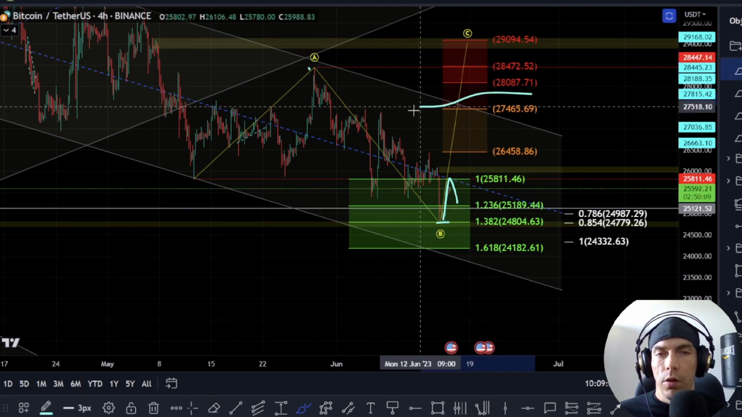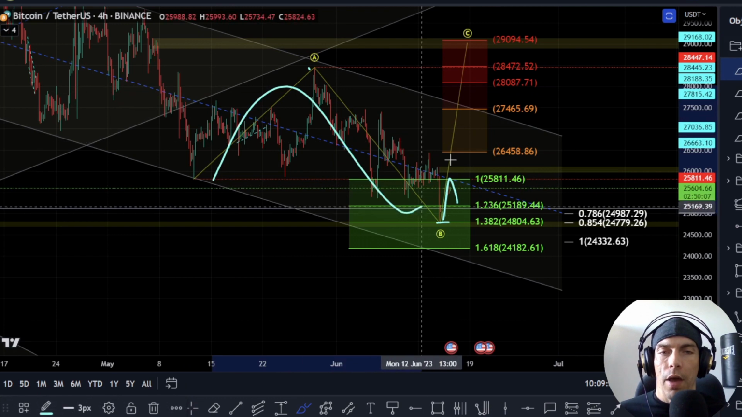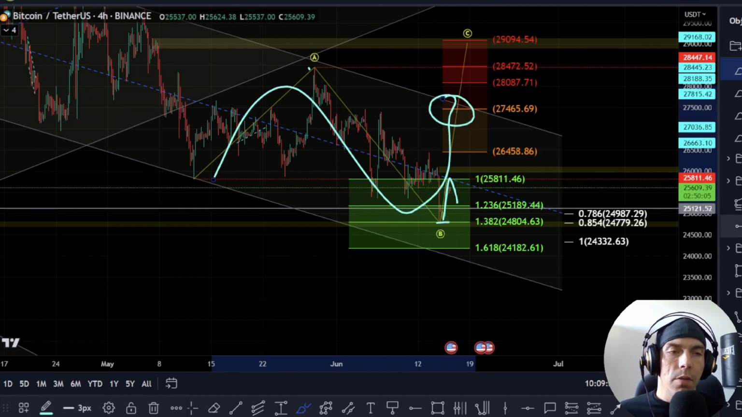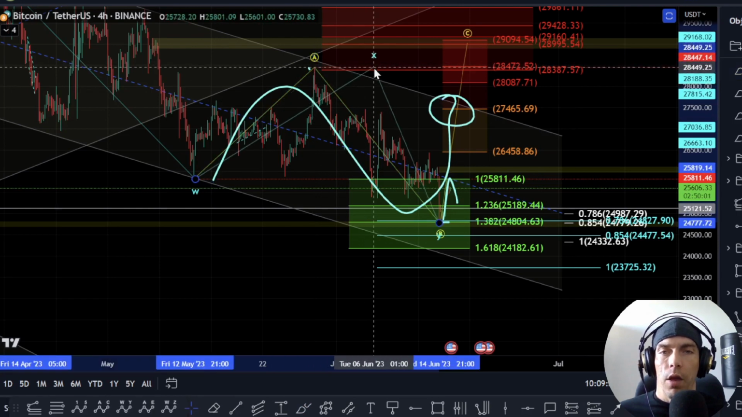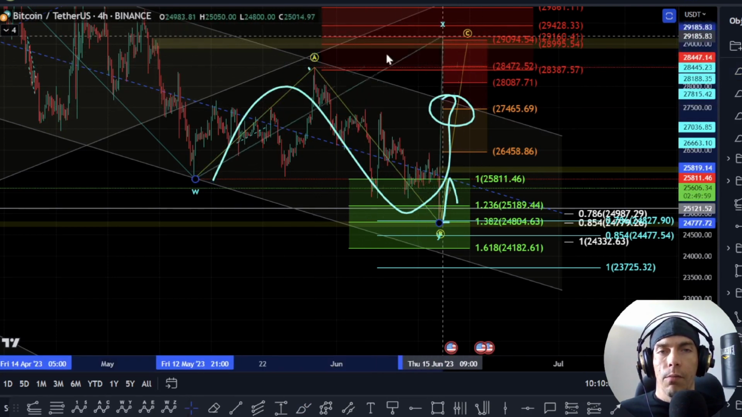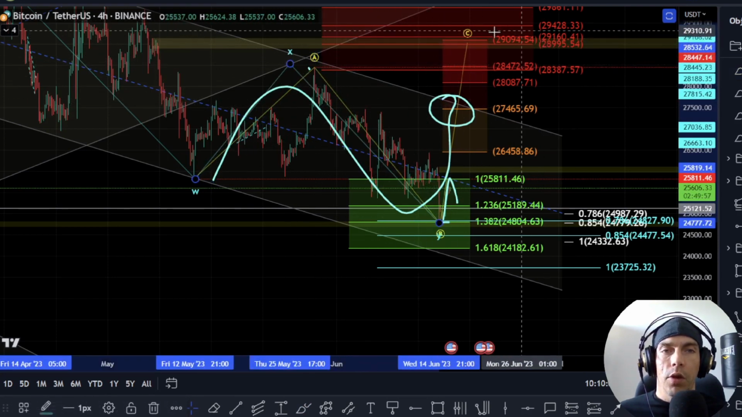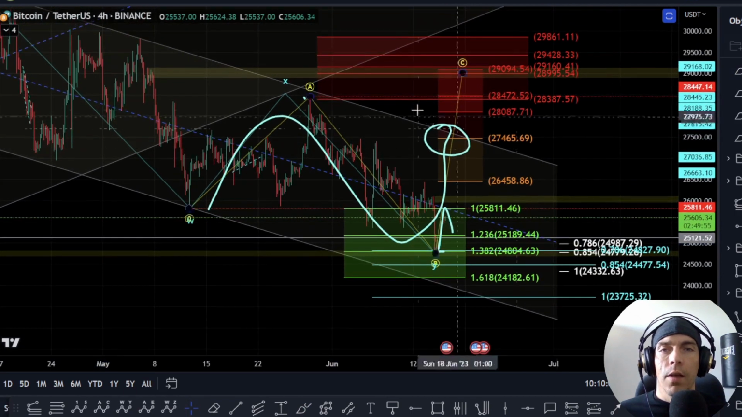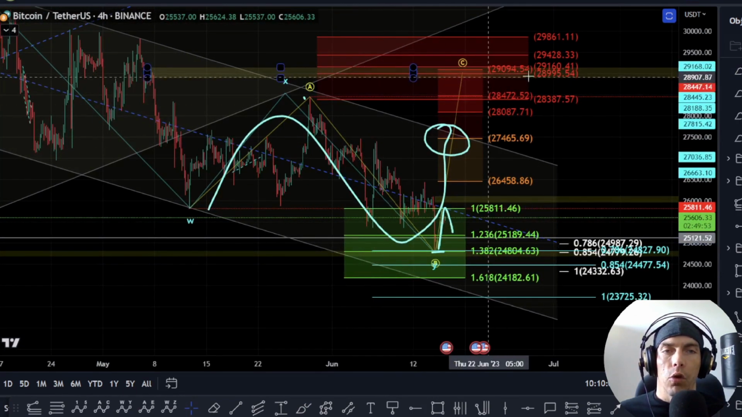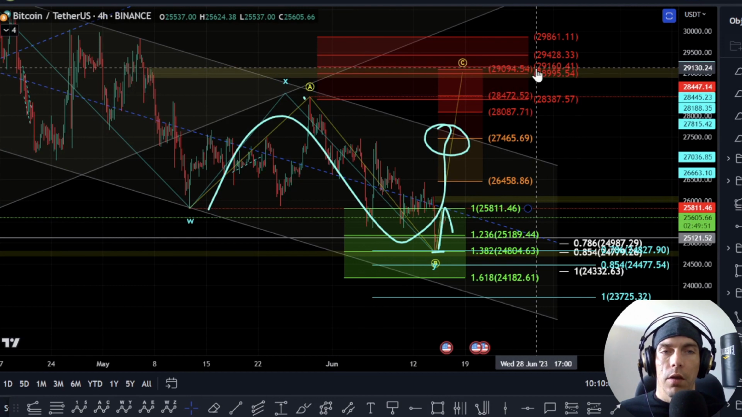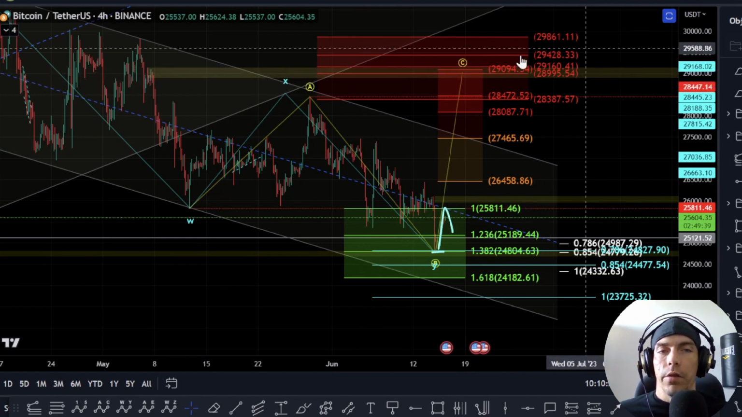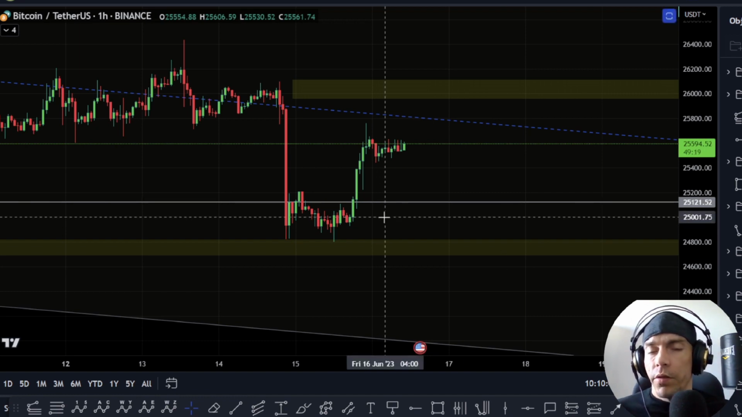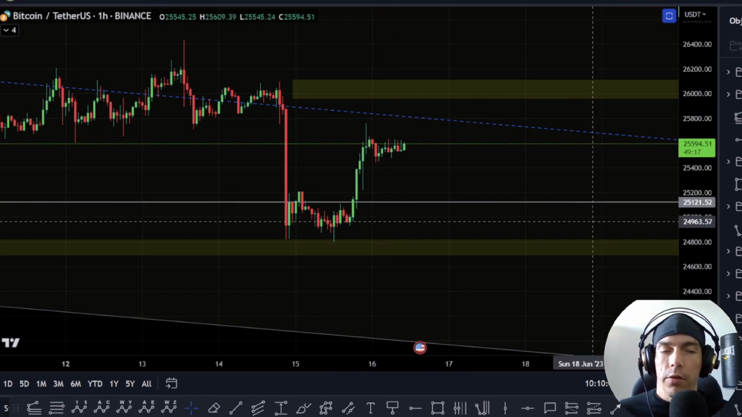Though this 1-to-1 is also interesting because it would bring us back into this channel, and then that would mean that we would just still be within this X wave over here. So this is just looking for that possibility. We can see here if we actually came up to this 1.618, this would bring us right back here into this golden pocket area of this 29,160 to this 28,995.